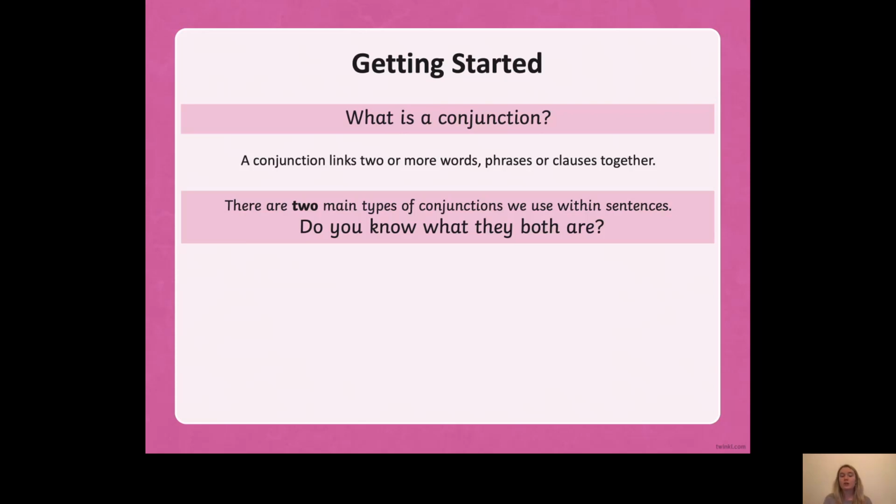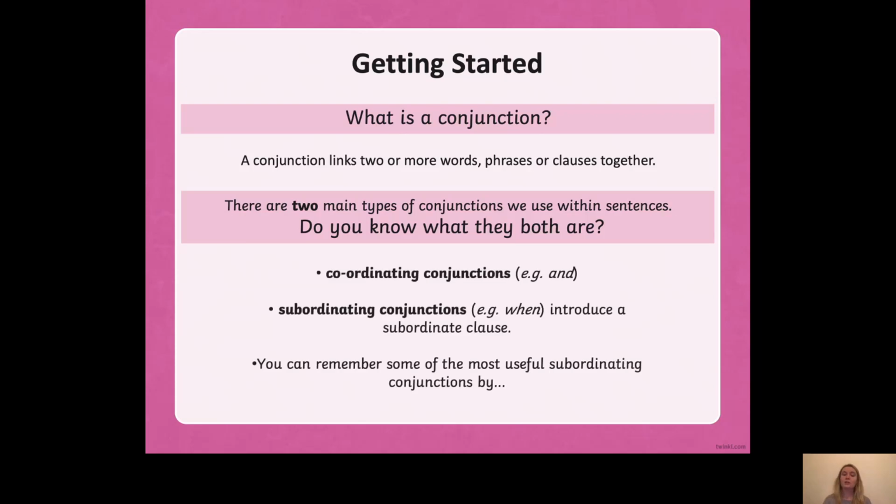So there are two main types of conjunctions. As I said, we have the coordinating conjunctions, which we used in our bubble story, but we also have subordinating conjunctions, which we're looking at today. And these introduce a subordinate clause. A subordinate clause is a fancy way of saying adding more information to the sentence. So you could say, I like ice cream because it's yummy. I will go to the park if I finish my work. So if I finish my work and because it is yummy are two subordinate clauses.